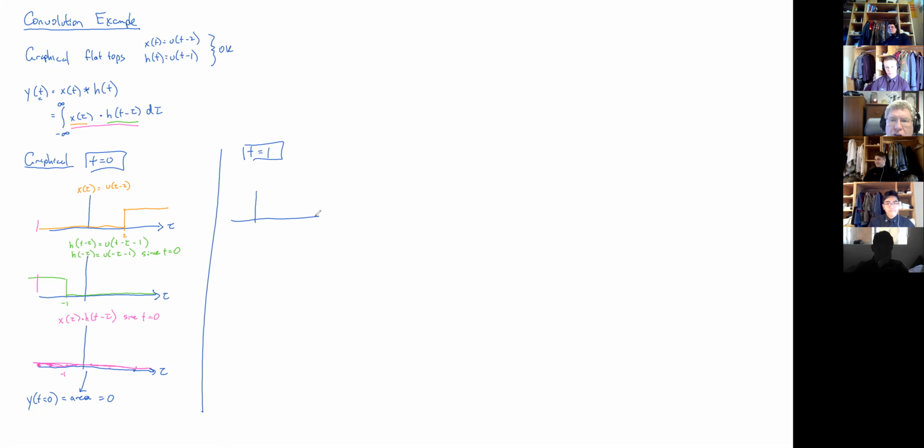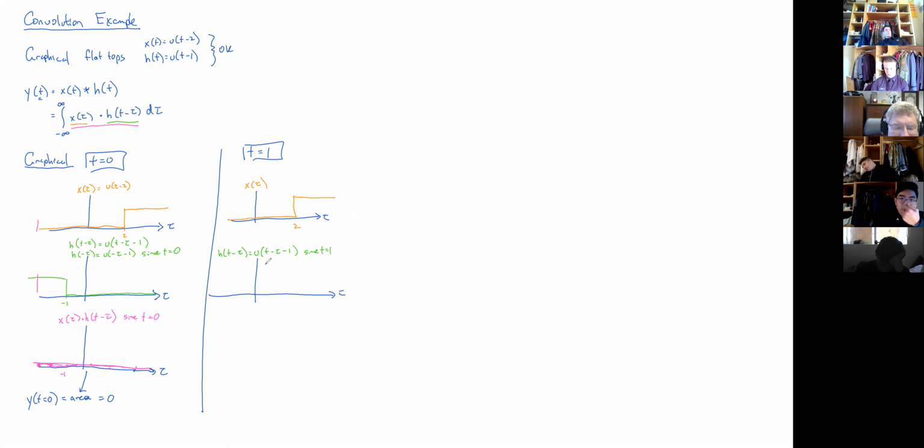All right, our first part doesn't change because there's no time in our first one. It's just tau. It still looks like this and it pops up. So this is our x of tau. Now we're going to draw the second part. Now this does change, right? Because when we're graphing this part, it's still always with respect to tau. In general, we're graphing h of t minus tau. For this particular problem, that becomes u of t minus tau minus one. And since our t is equal to one, we're going to graph u of one minus tau minus one, which is the same thing as saying the one minus one cancels, and so we just get minus tau. So this looks like this.